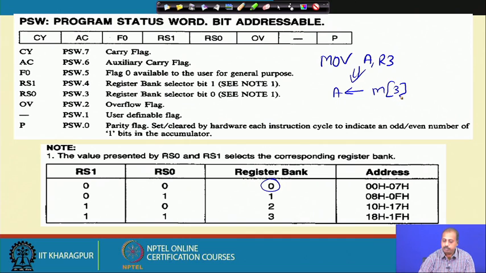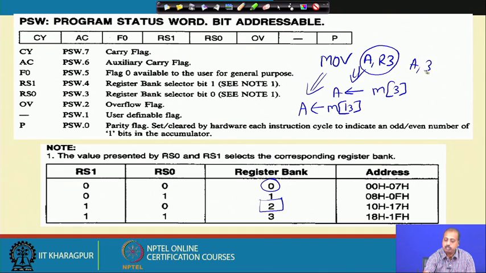So this instruction will get into the accumulator the content of memory location 3. On the other hand, if you are using register bank 0, but if you use register bank 2 instead, then the same instruction will take into the accumulator the content of memory location 10, 11, 12, 13. It will get the content of memory location 13. So you can see that depending upon this register bank selection, we can do it like this. Instead of writing A comma R3, you can write move A comma 3. When you say A comma 3, the register bank is not in question. In this case, it will execute this one only.